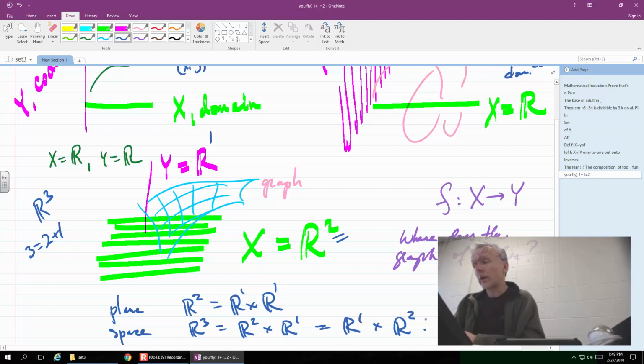So that's where you want to place your graph, because it's made of pairs x and y's. So you pair up x is here and y is there, and create a new space, create a new set. So that's what we're going to be doing next.